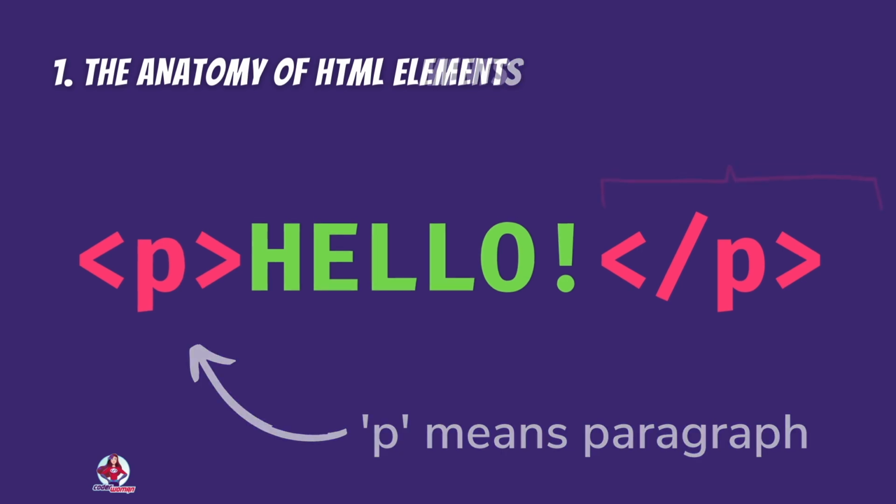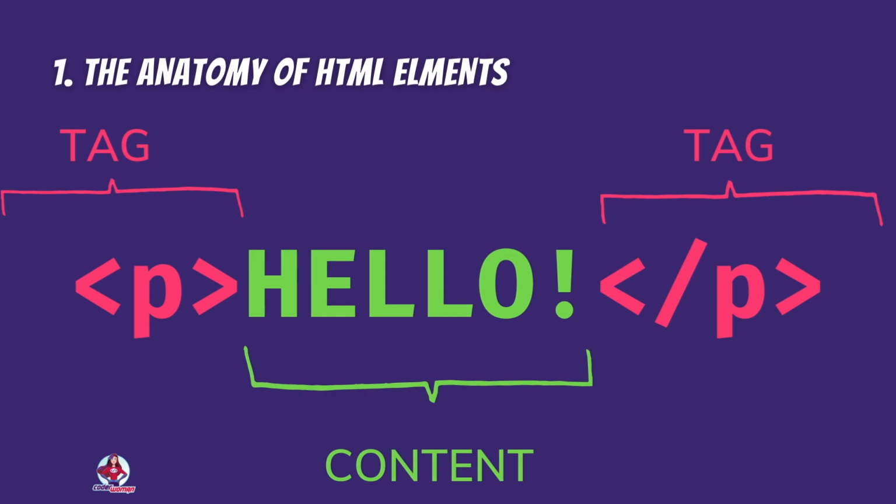Every HTML element has two parts, tags and content. In this example, I've highlighted the tags in pink and the content in green. Think of the tags, the pink part, as a signal to the browser that says, hey, this is HTML. The green part is the actual content that shows up on a web page.